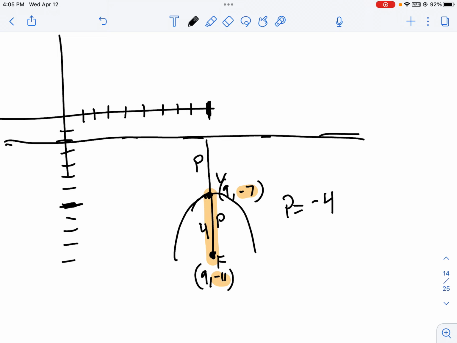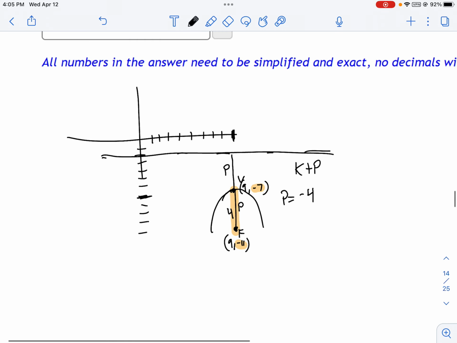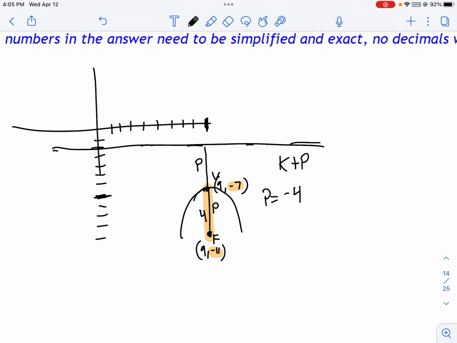Because remember, how you find a focus is that you take, for this one, because it's vertical, your k value, and you add the p value to it, right? The only way you're going to get a further negative number is if you add a negative number to it. So if you're going down, negative p. If you're going to the left, negative p. Going to the right, positive; up, positive. Okay, so your p-value is negative 4. Bam! And we also know how to write the whole equation now.